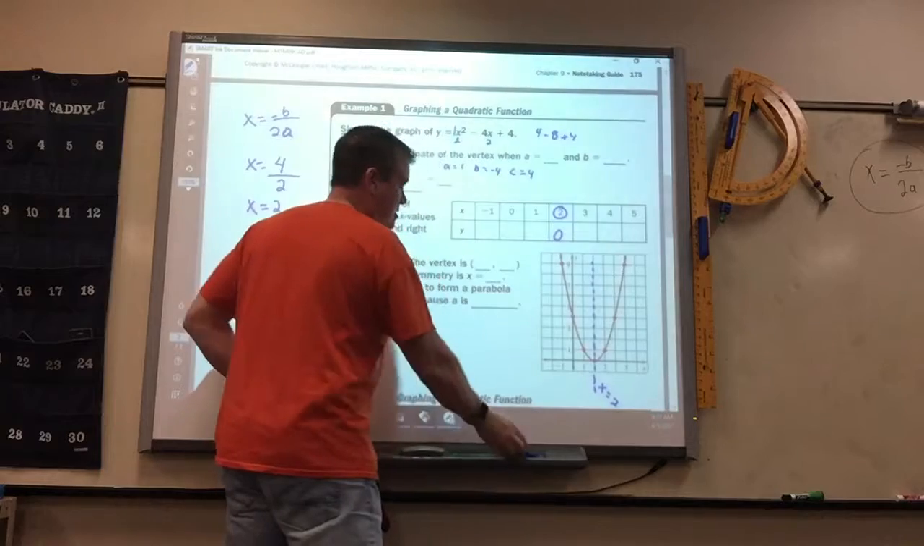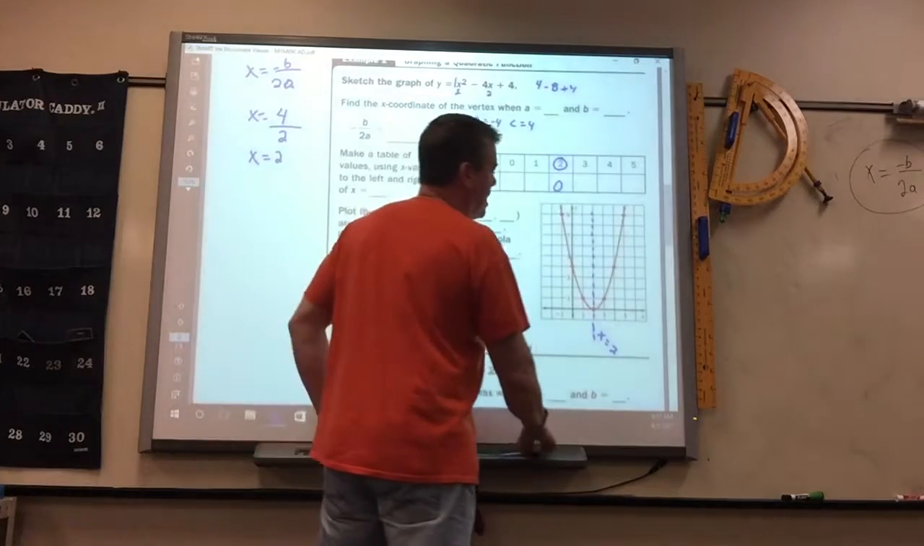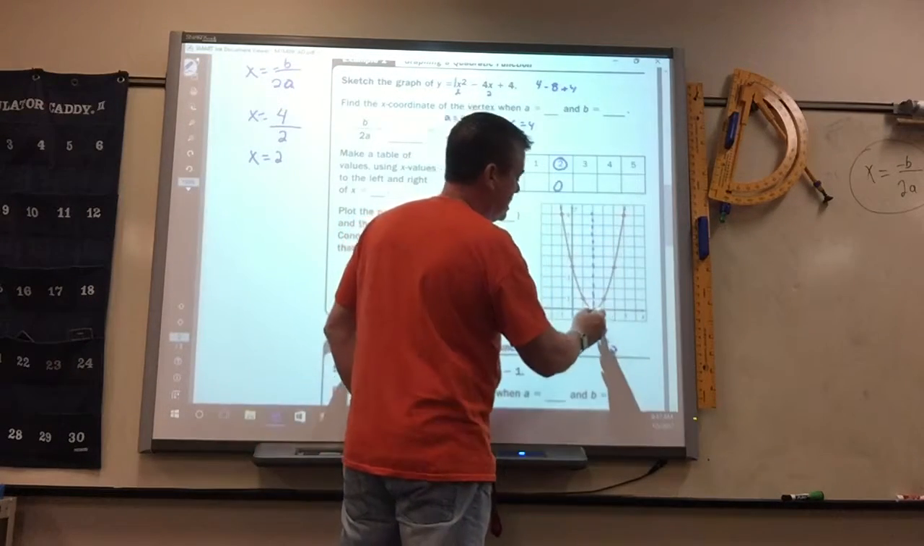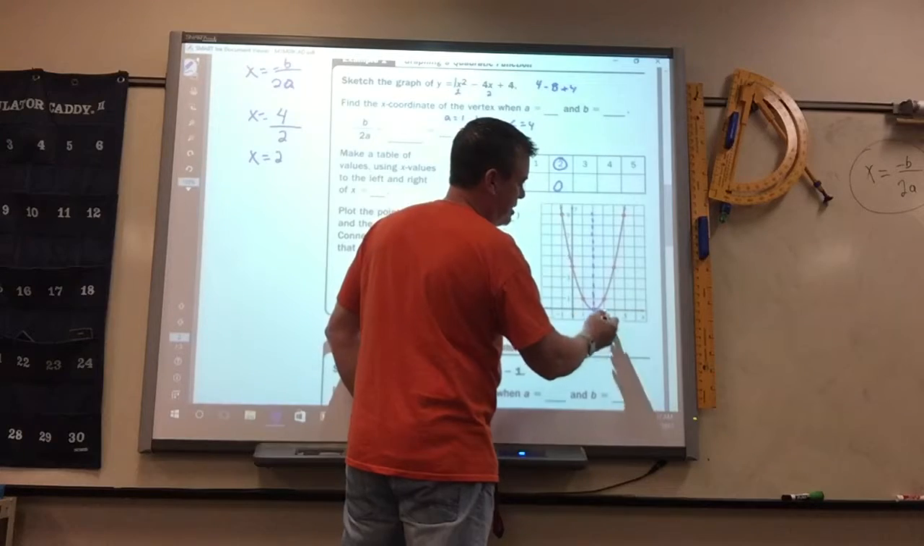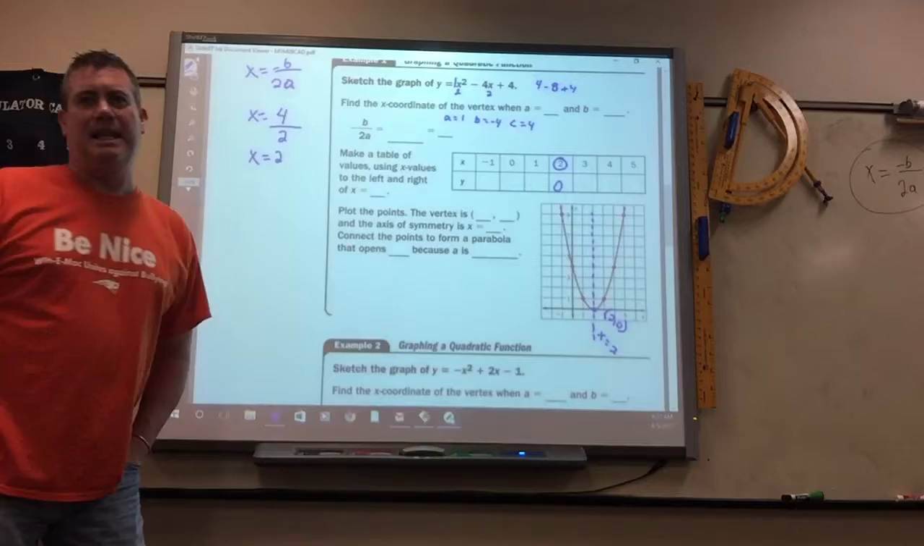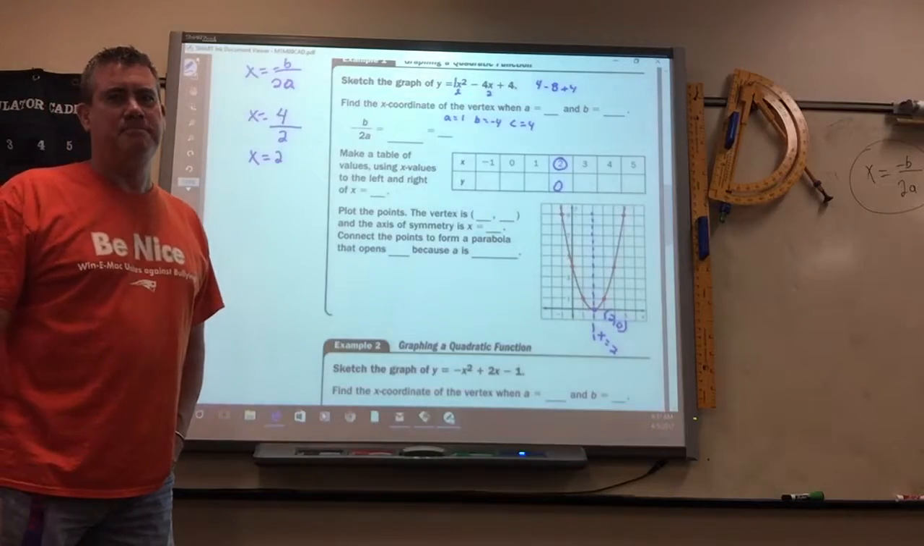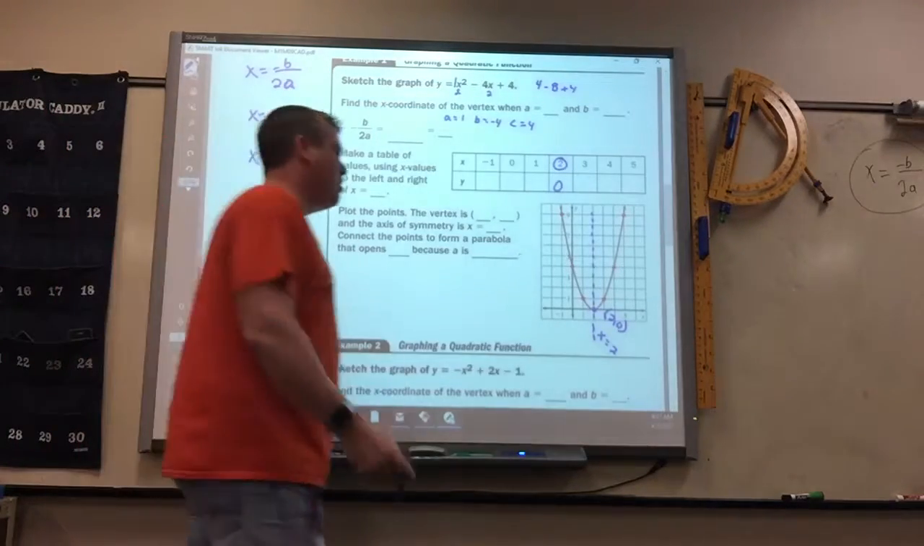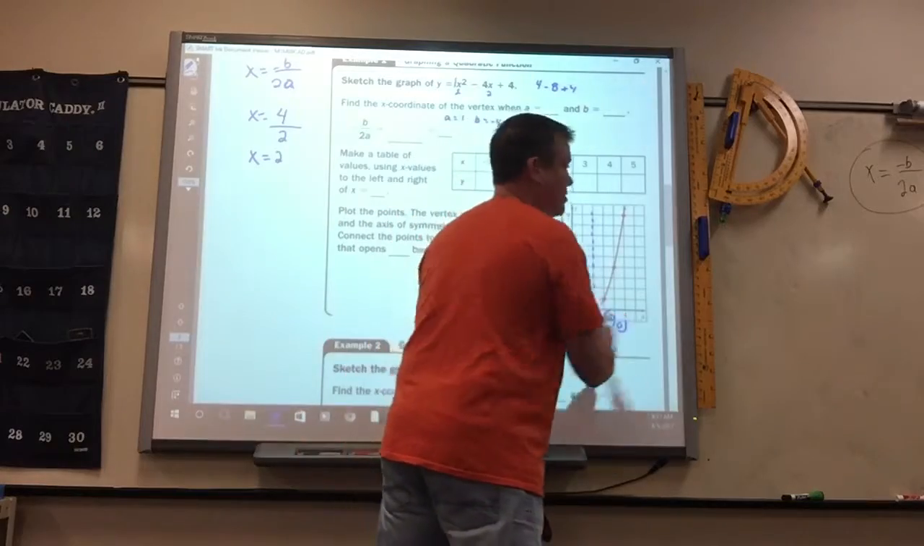So the vertex, that first point that you find, that's going to be the vertex. 2 over 0 up is the vertex. So you just put the coordinate by it because they always say to label the vertex. Okay? Now all you got to do is find a couple points on either side.